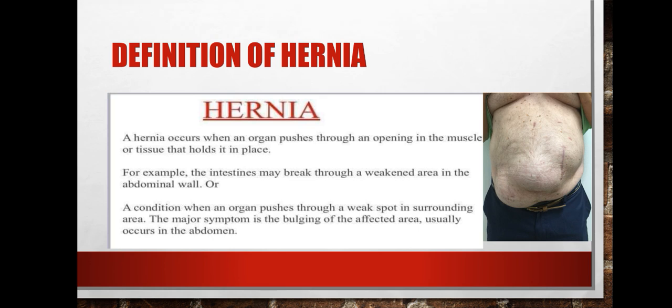Definition of hernia. What is hernia? A hernia occurs when an organ is pushed through an opening in the muscle or tissue that holds it in place. For example, the intestine may break through a weakened area in the abdominal wall, or a condition when an organ is pushed through a weak spot in the surrounding area. The major symptom is a bulging of the affected area, usually in the abdomen. So it means hernia is when an organ is displaced, pushed from its place between the tissue or muscle.